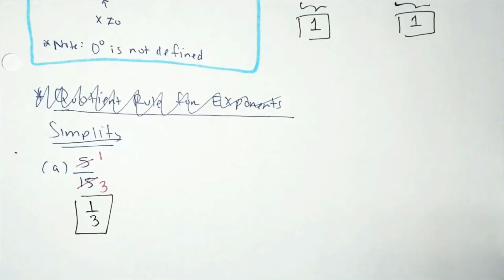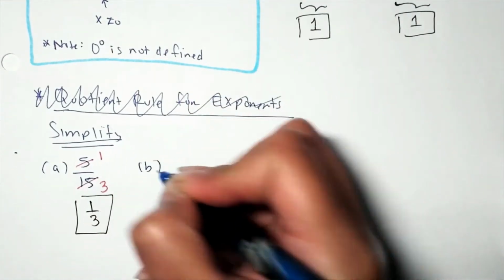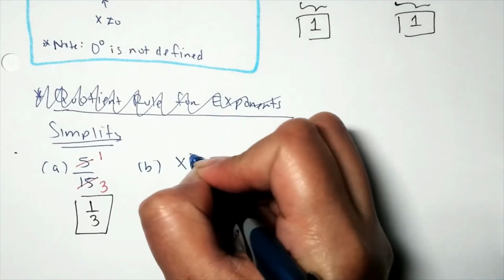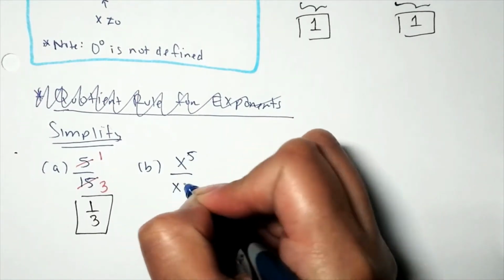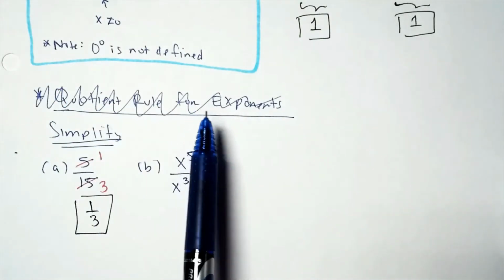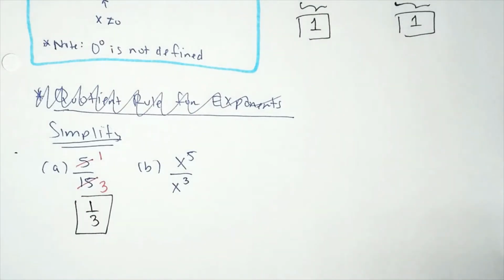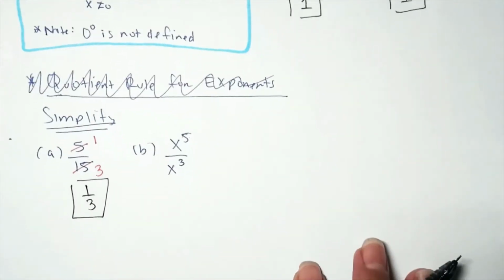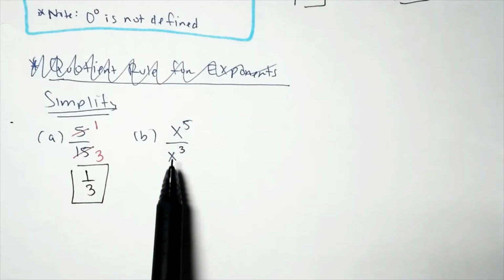Okay, problem B. So we have x to the 5th over x to the 3rd. Okay, so we are not multiplying two things that have the same base, so no product rule here. We have a division problem, and the question is, how are we going to handle it if we don't have the rule introduced just yet? Let's just pretend that we're talking to our preschool friend. So pretty much write it without the exponents.